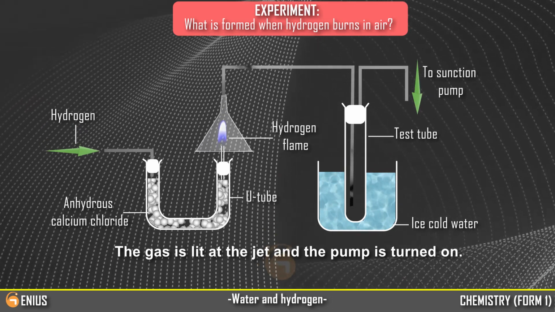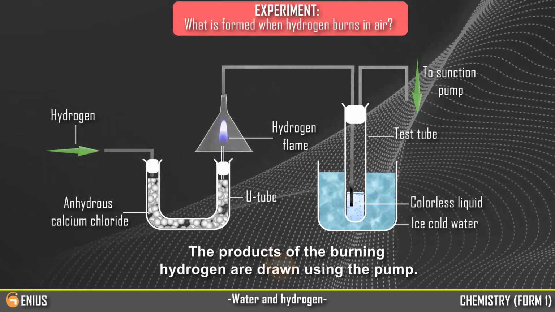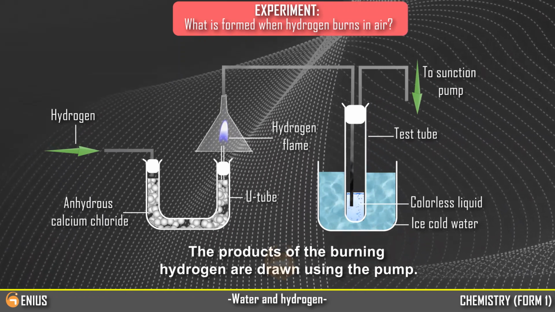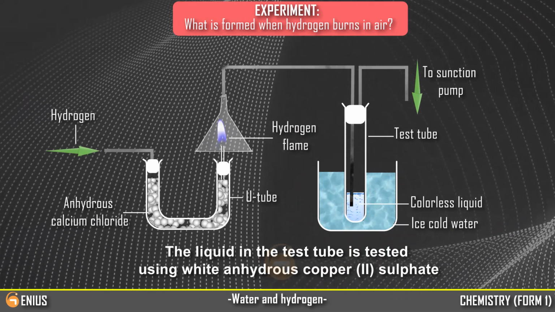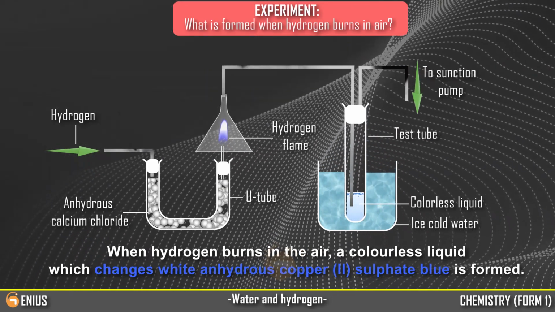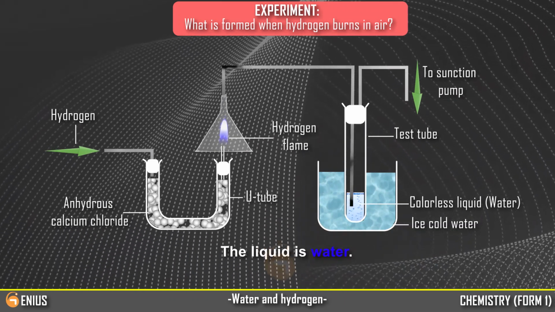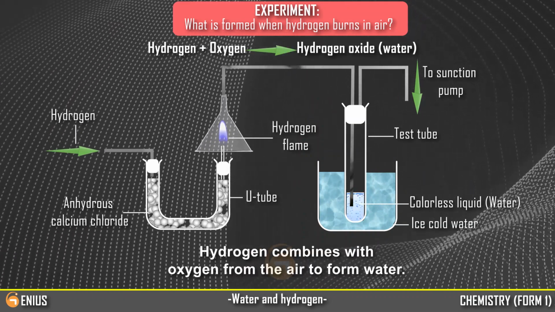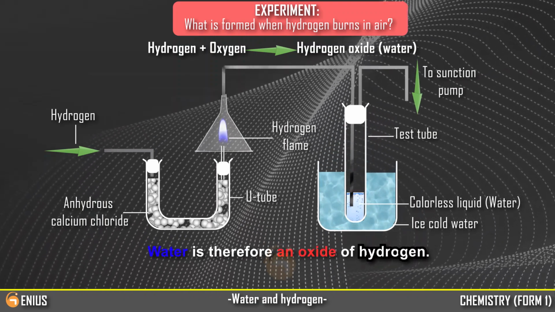The gas is lit at the jet and the pump is turned on. The products of the burning hydrogen are drawn using the pump. The liquid in the test tube is tested using white anhydrous copper(II) sulfate. When hydrogen burns in the air, a colorless liquid which changes white anhydrous copper(II) sulfate blue is formed. The liquid is water. Hydrogen combines with oxygen from the air to form water. Water is therefore an oxide of hydrogen.